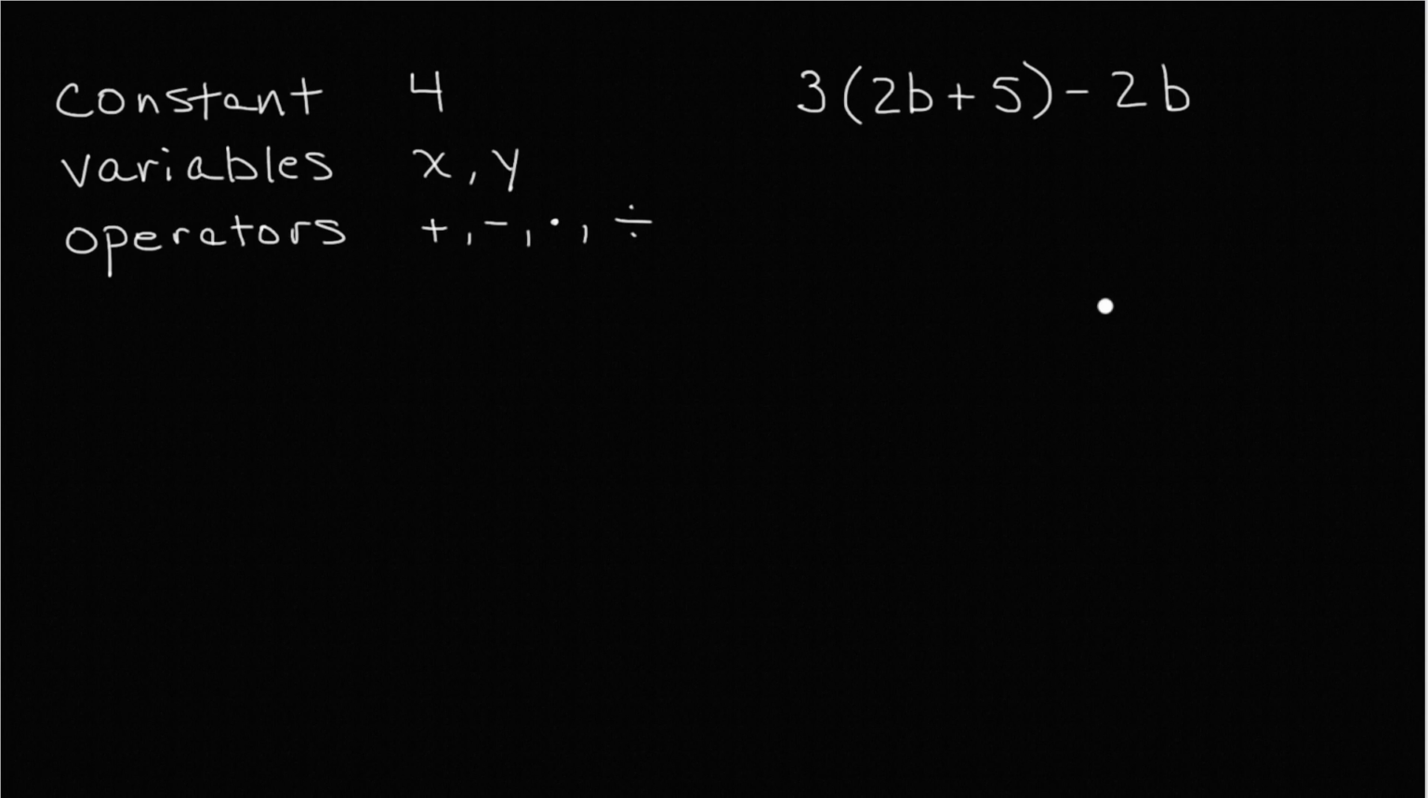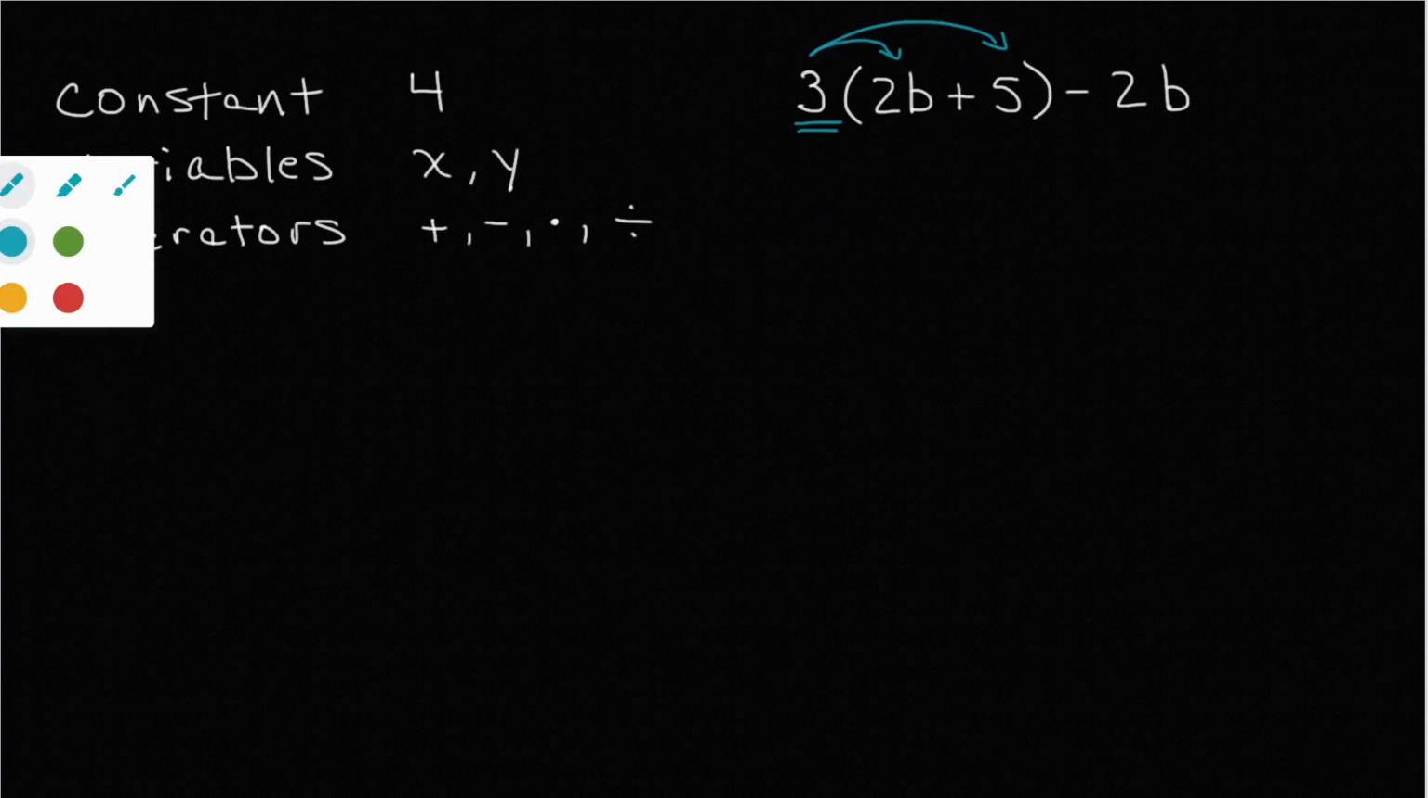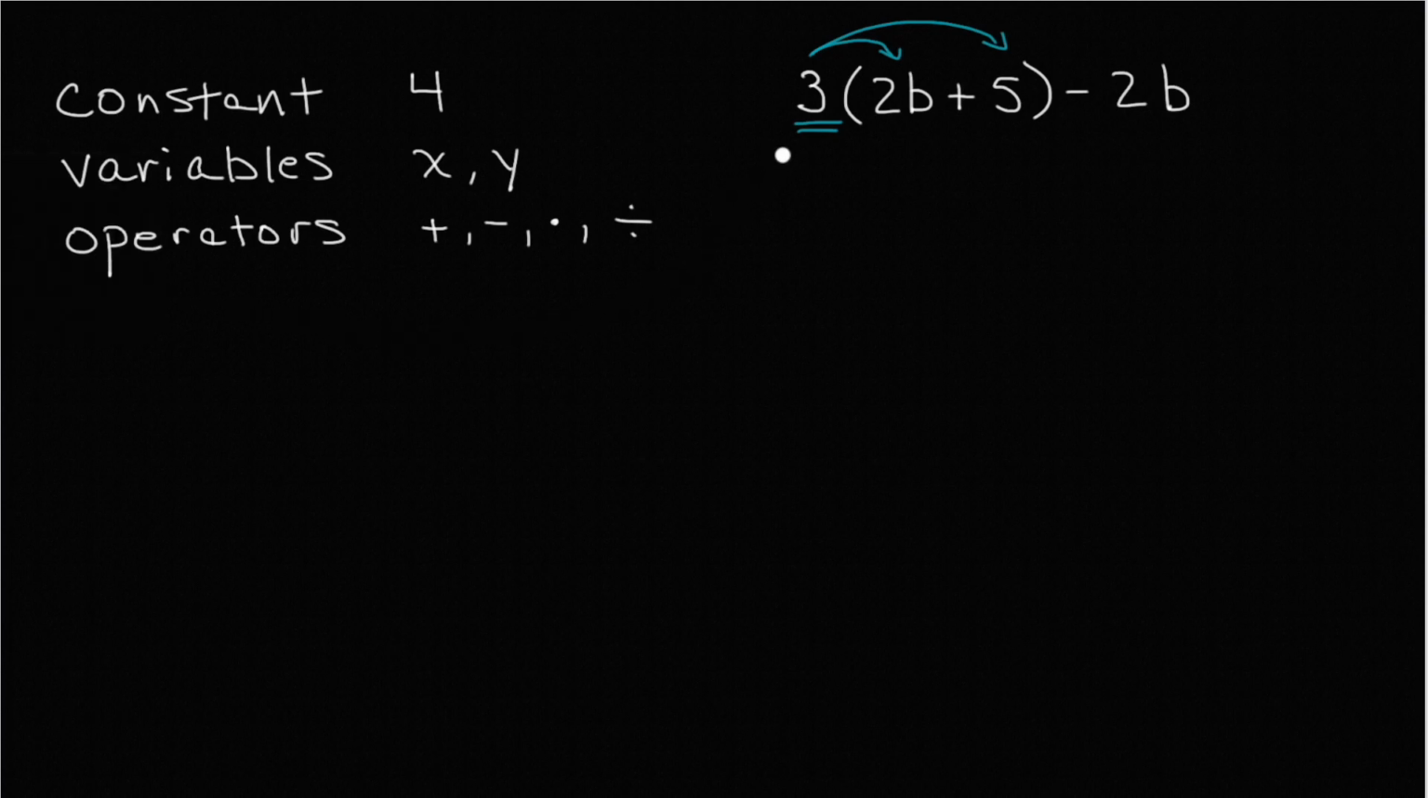Three times the quantity 2b plus 5, minus 2b. The first thing that you want to do is distribute the number that's in front of the parentheses. So I want to take this 3 and multiply it by everything that's inside the parentheses. When I do that, I multiply 3 times 2b to get 6b. And then I'll take the 3 and multiply it by the 5 to get a plus 15. And after that, I can bring down the minus 2b that's at the end.